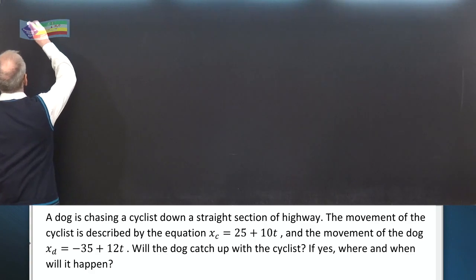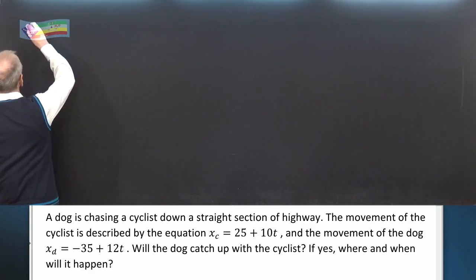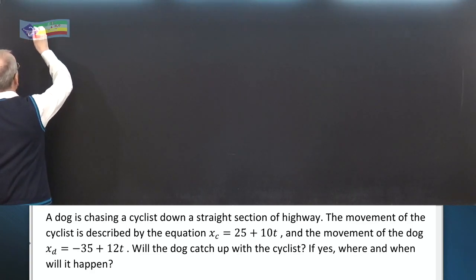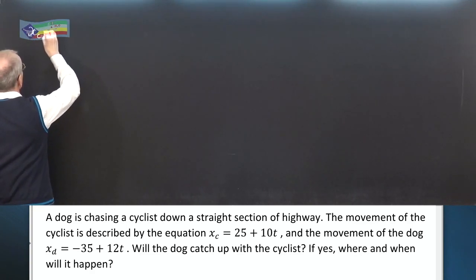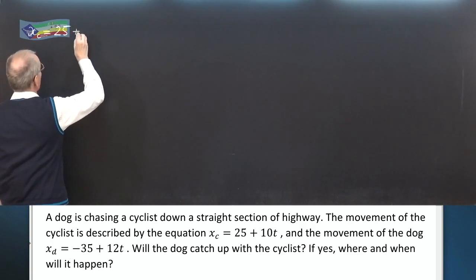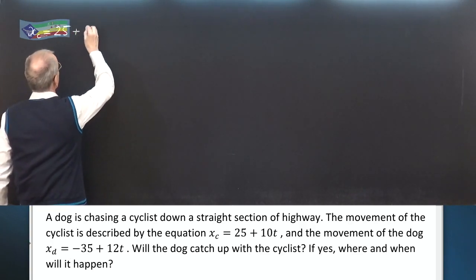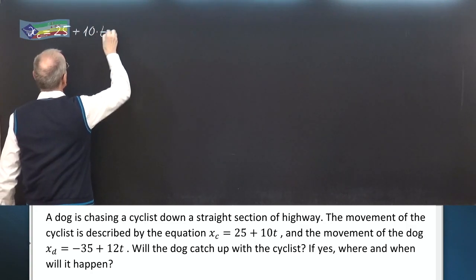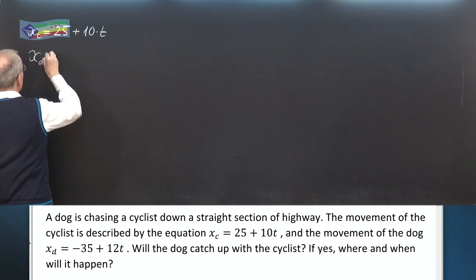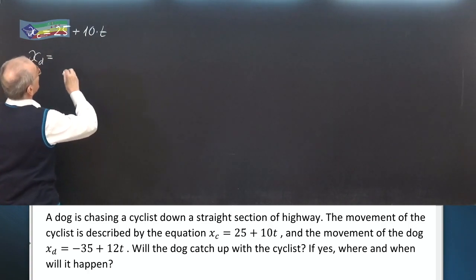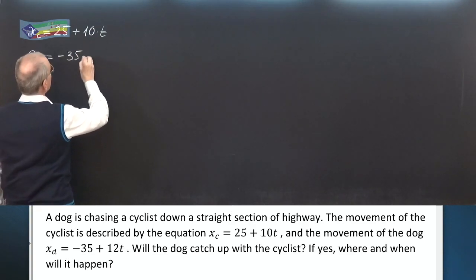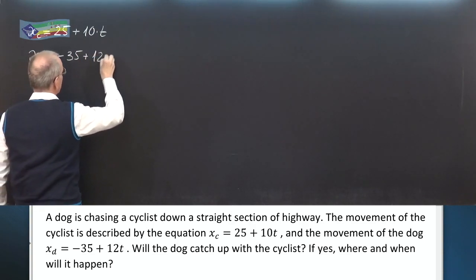The equations of motion of the cyclist and the dog are, for the cyclist, x cyclist equals 25 plus 10 times t. For the dog, x dog equals minus 35 plus 12 times t.